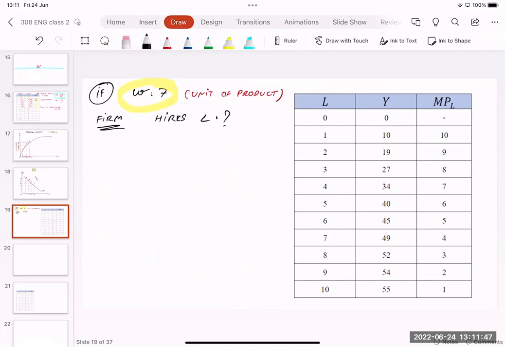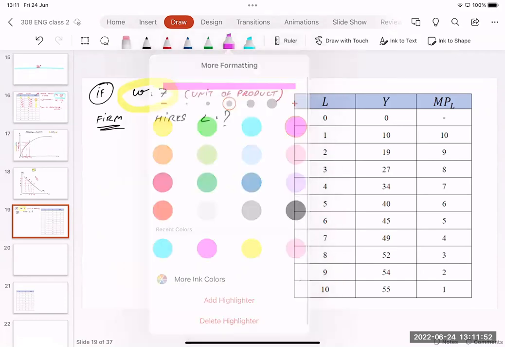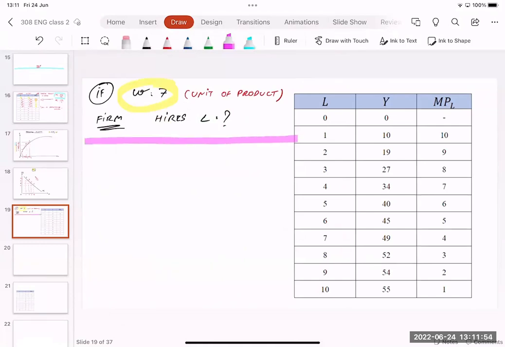How many labor will firms hire if the real wage equals 7? Normally, before firms or producers decide how many labor to hire, they compare between benefit and cost: the benefit of hiring the labor and the cost of hiring the labor.